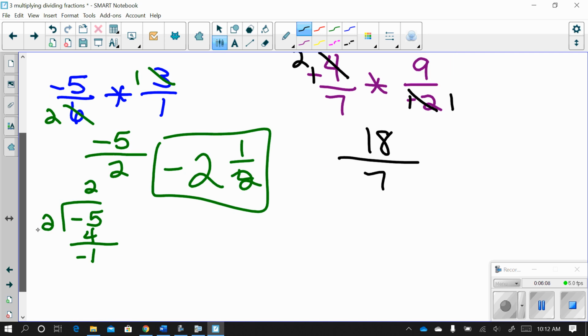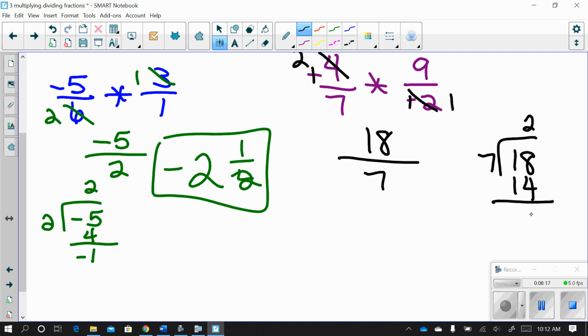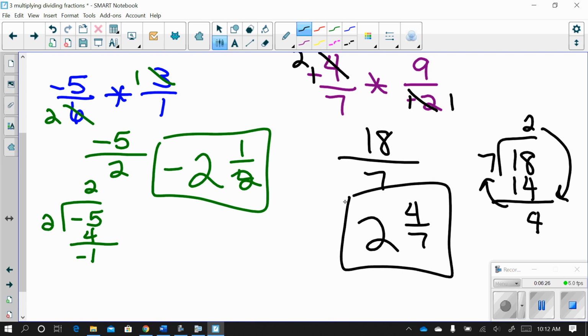Okay, let's do our division trick. 18 divided by 7. Okay, 7, 14, 21, so it goes in twice. 7 times 2 is 14. Subtract, I get 4. 2 and 4 over 7. Okay, it just goes like this. And there's your answer.